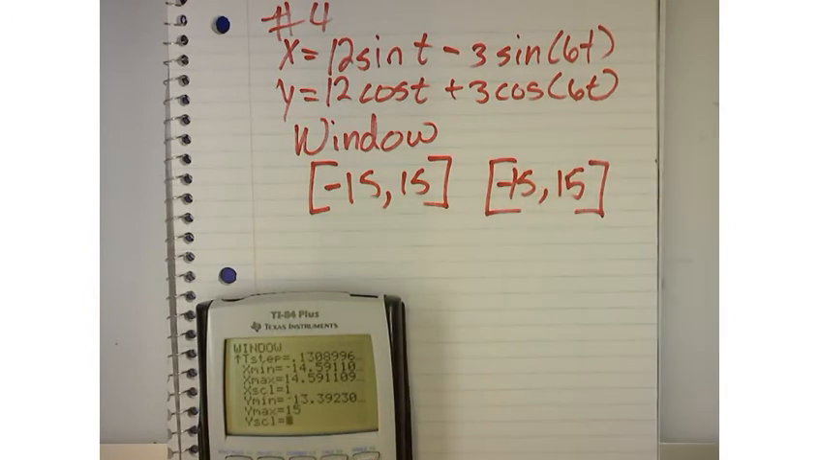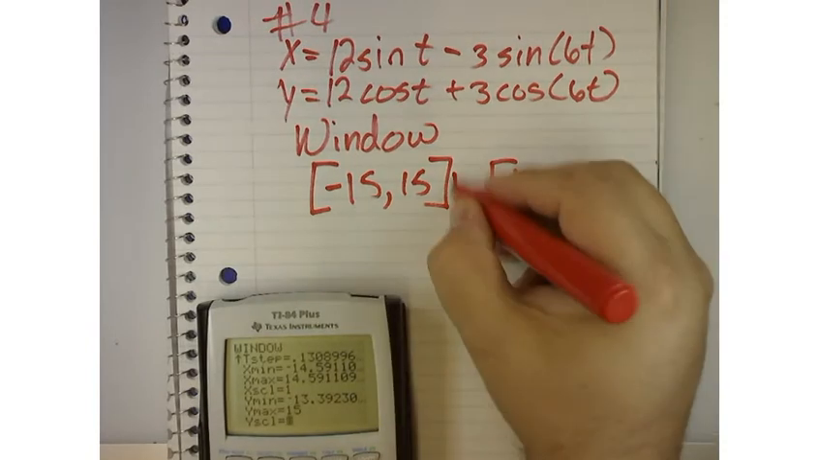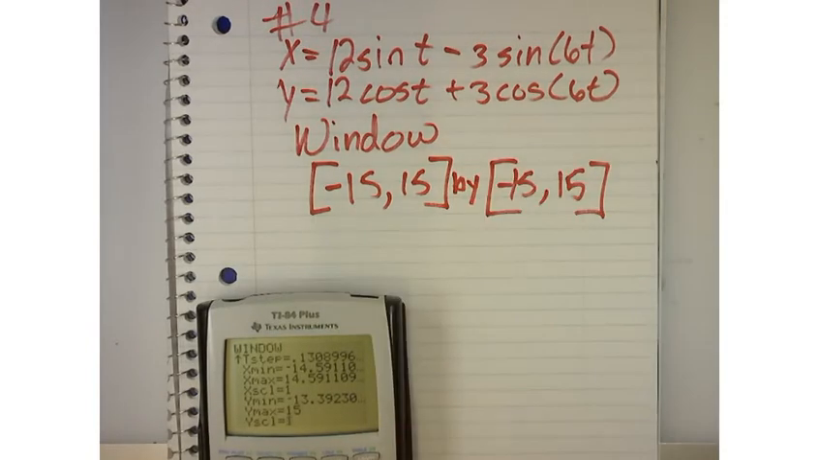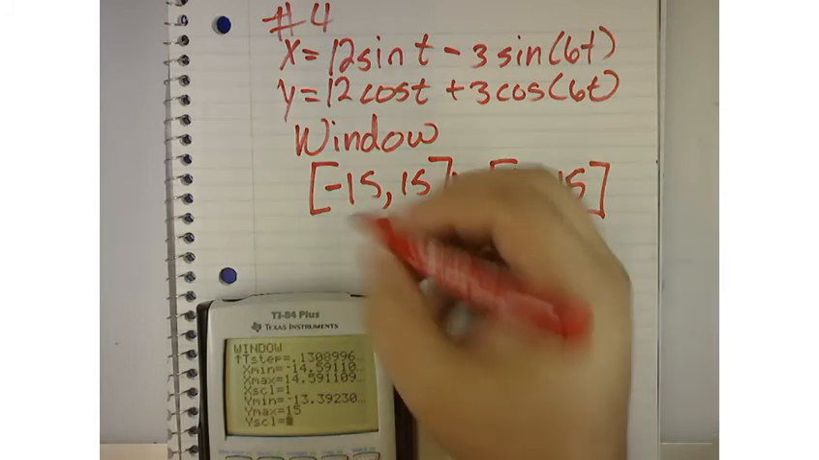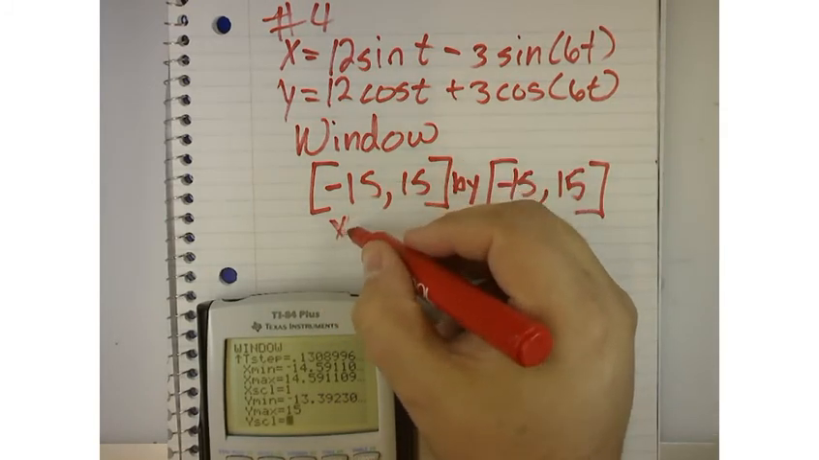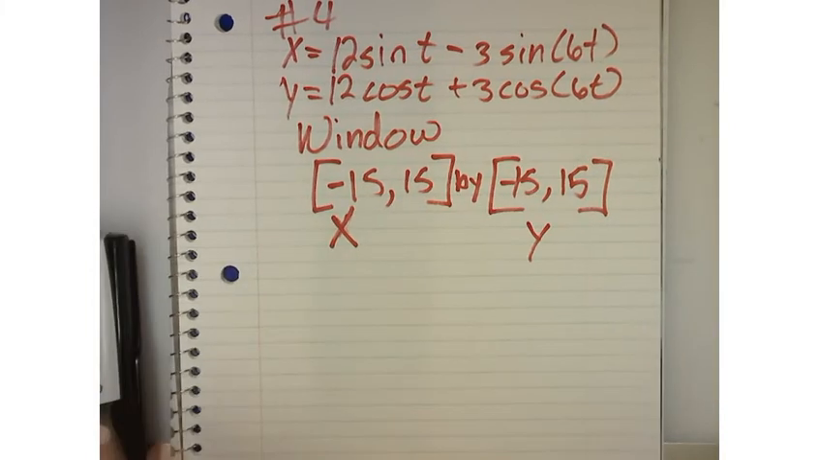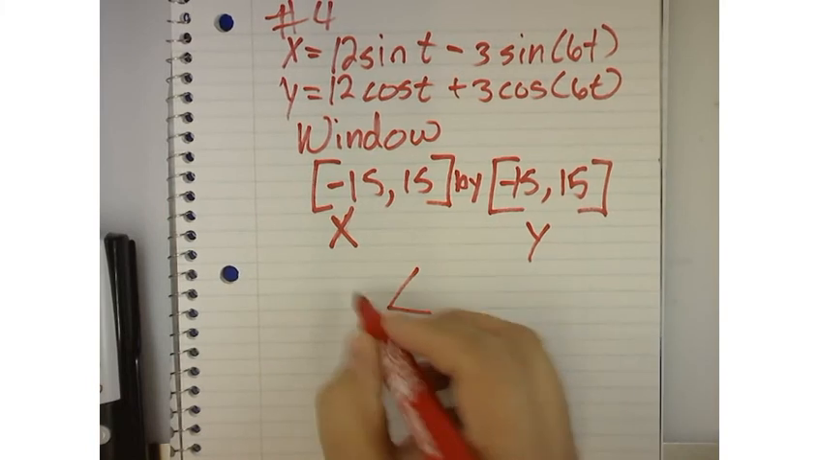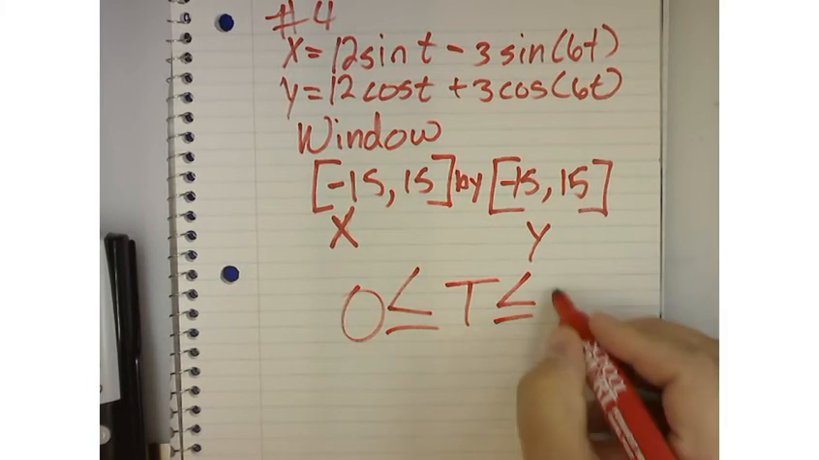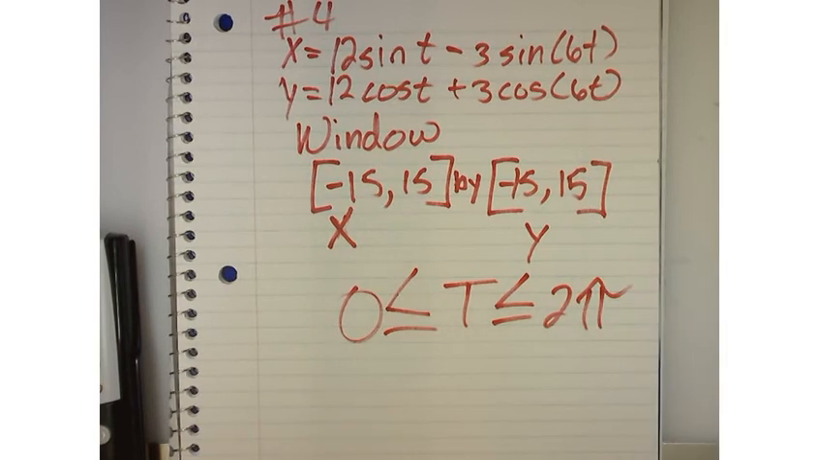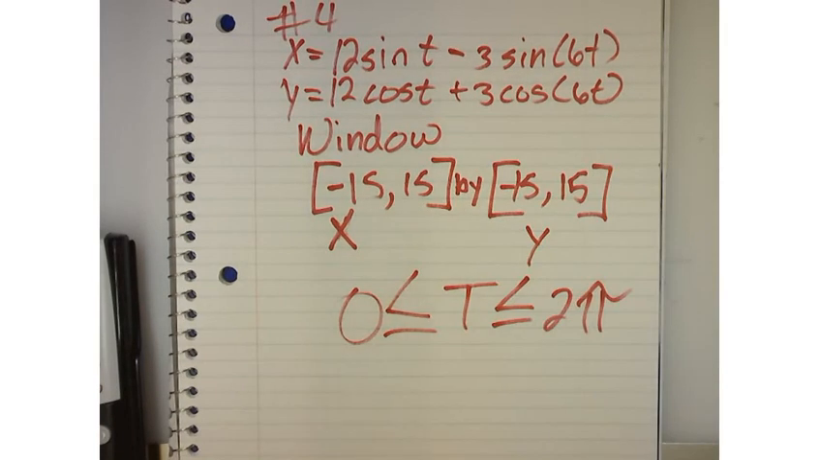Now this is the confusing part. This looks the same as the interval notation we use for other things, but it doesn't mean we're going to go to the point negative 15 comma 15. What we're really saying is that these are the x values, the min and max, and these are the y's. And then the other thing is, what is our interval for t? We would say that t can be between 0 and 2 pi. So this is technically the answer. You have to use your calculator to get it, but that's technically the answer.